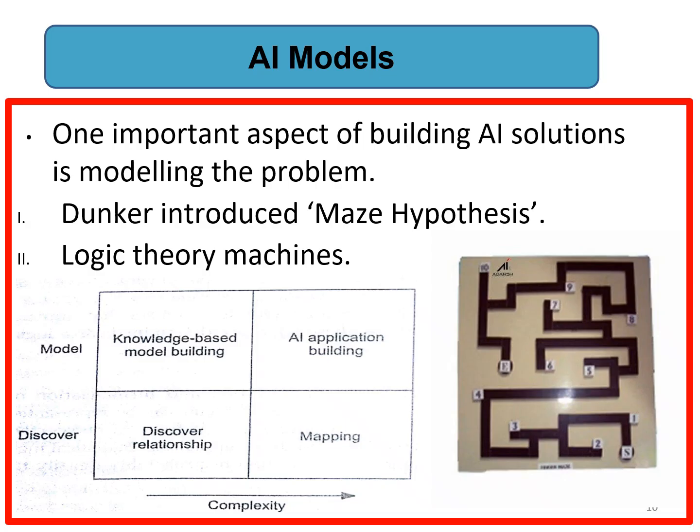Dunker introduced the maze hypothesis. In the maze, a rabbit tries to find the path from the source to the destination. If it gets stuck, it goes back to the initial position, checks which position to take, and finally reaches the destination. There are different types of blocks in a model and discovery. Let me go through them one by one. First, knowledge-based model building.